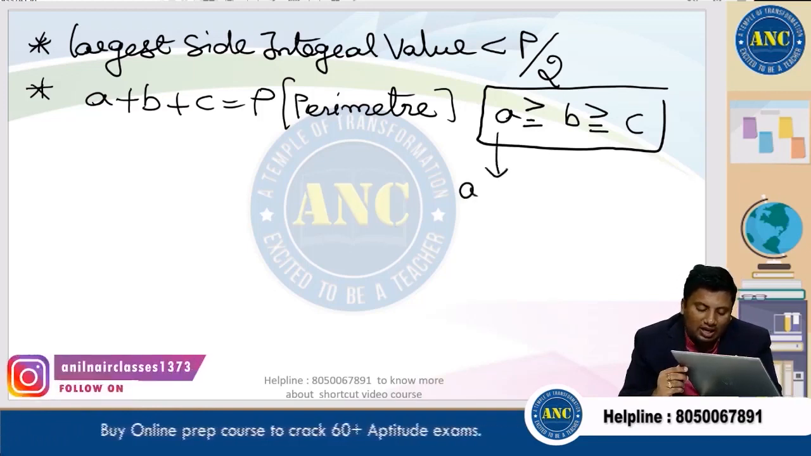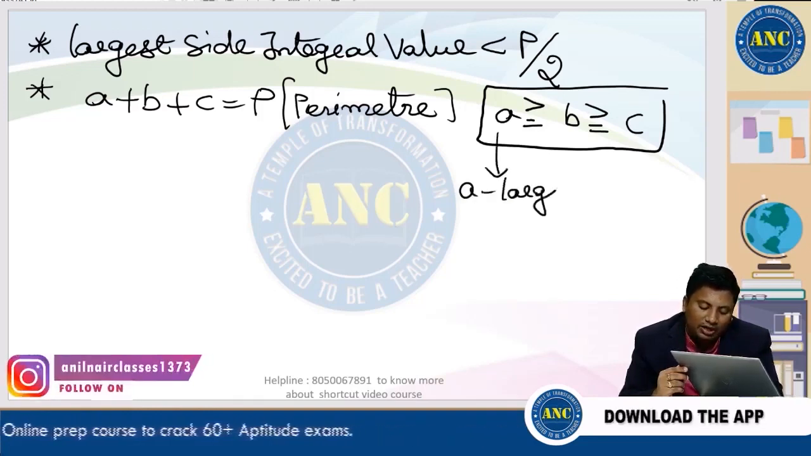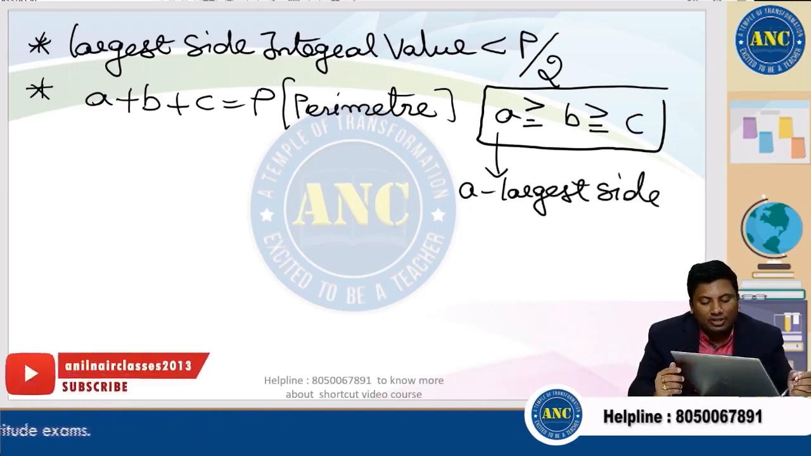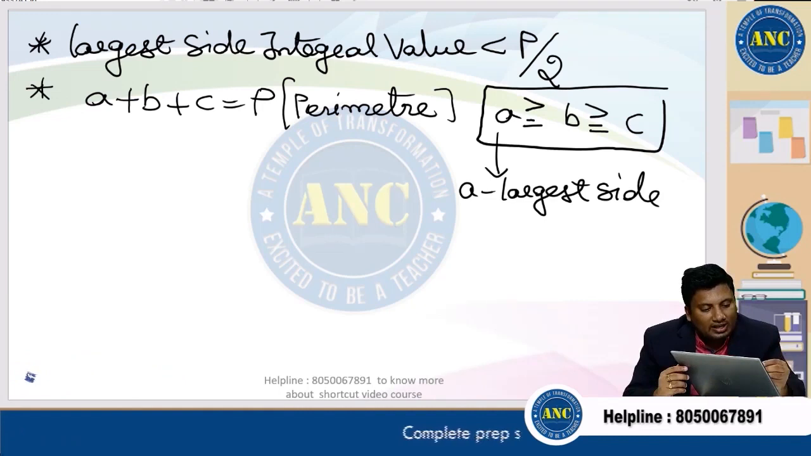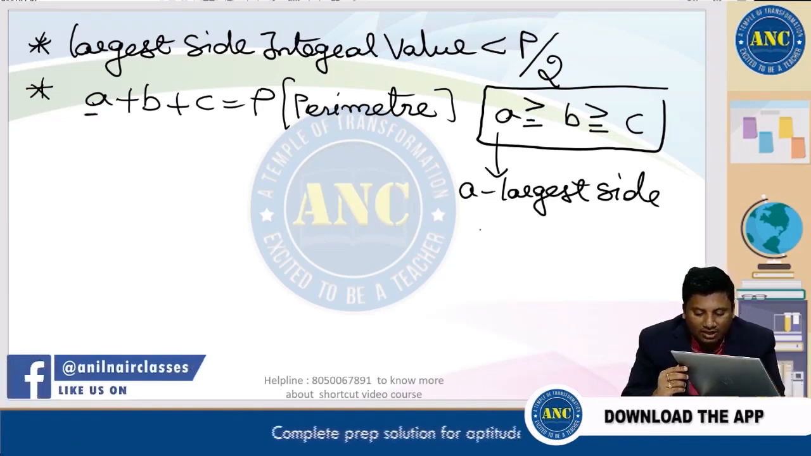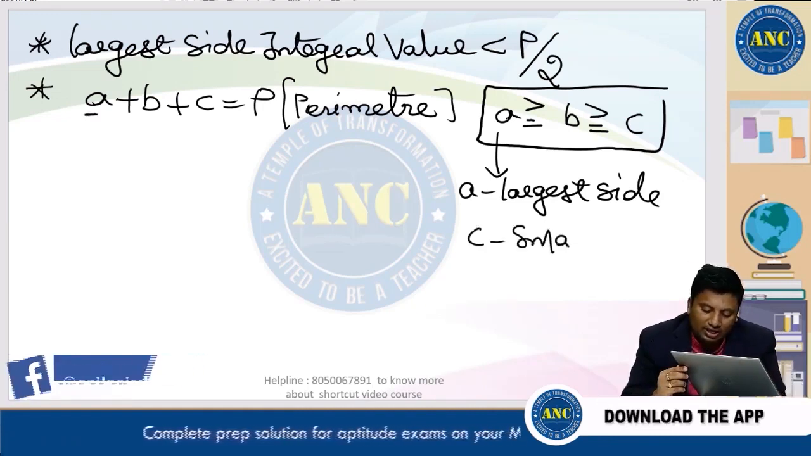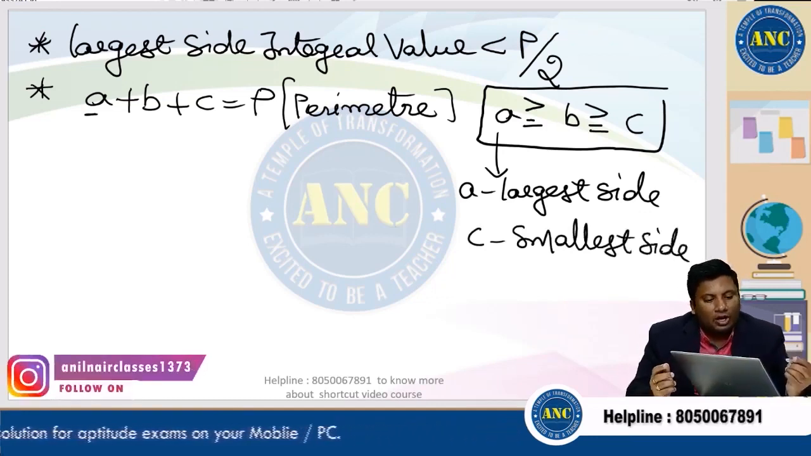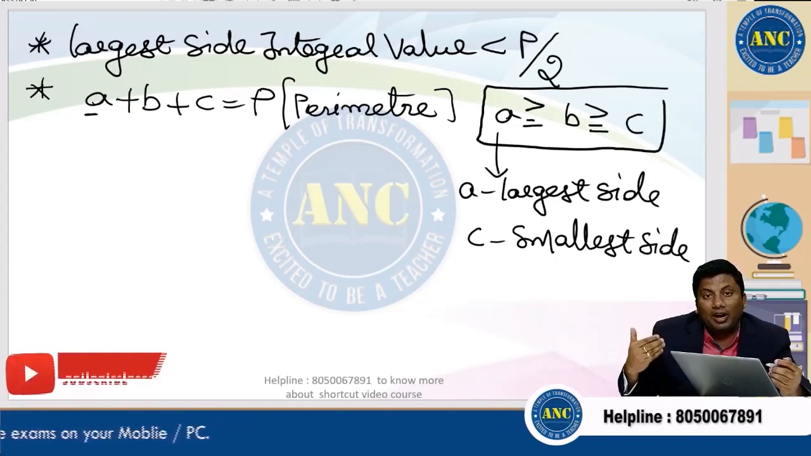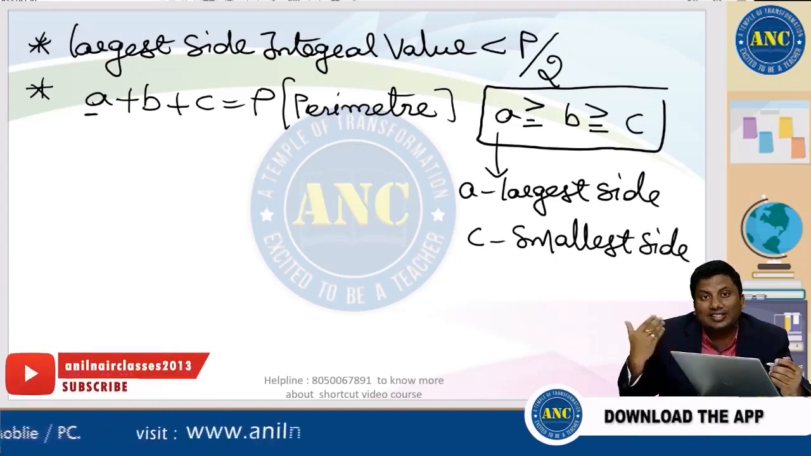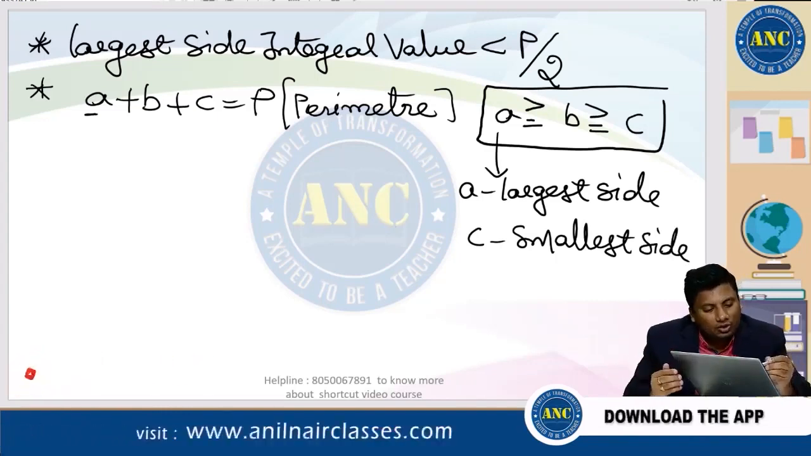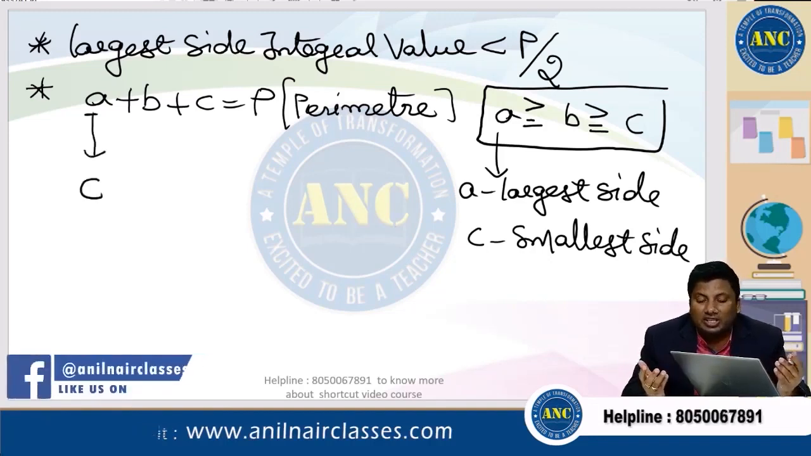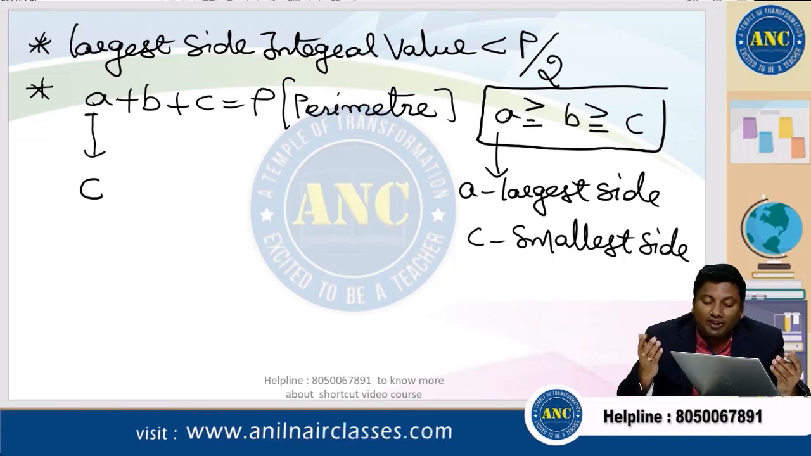Assuming A as the largest side. Now, if you see here, can I say A is the largest side? What is the smallest side? Smallest side is nothing but C. Now, I want the smallest side integral value domain. So, I will make A to C. Can I say A is greater than C? I am substituting C instead of A.